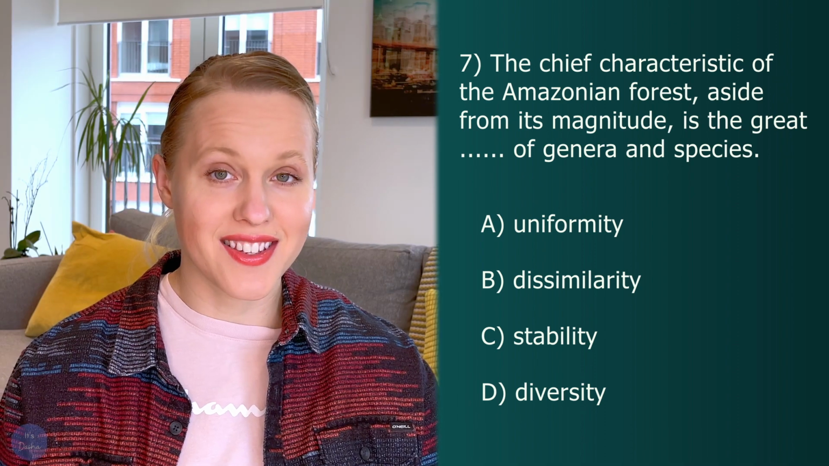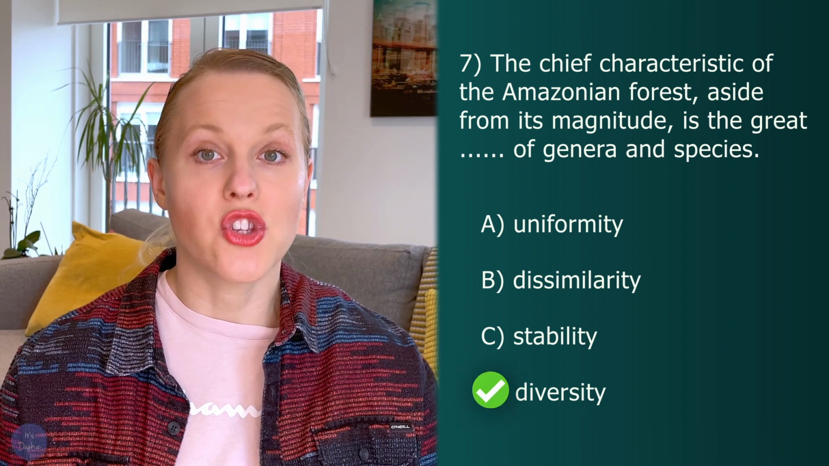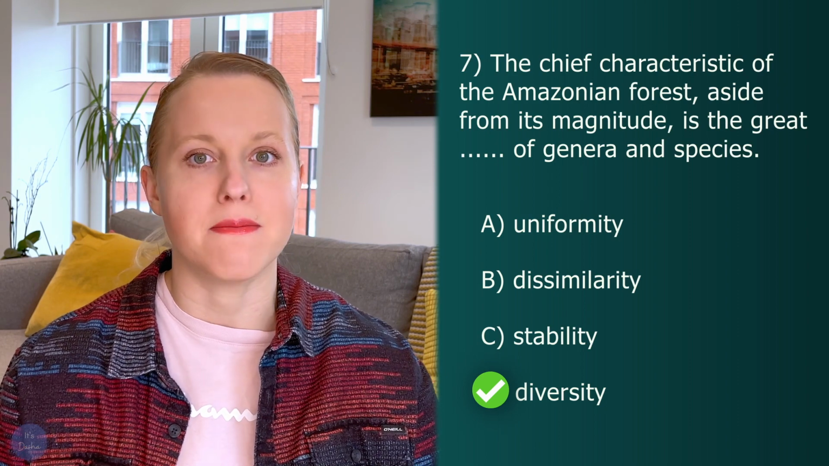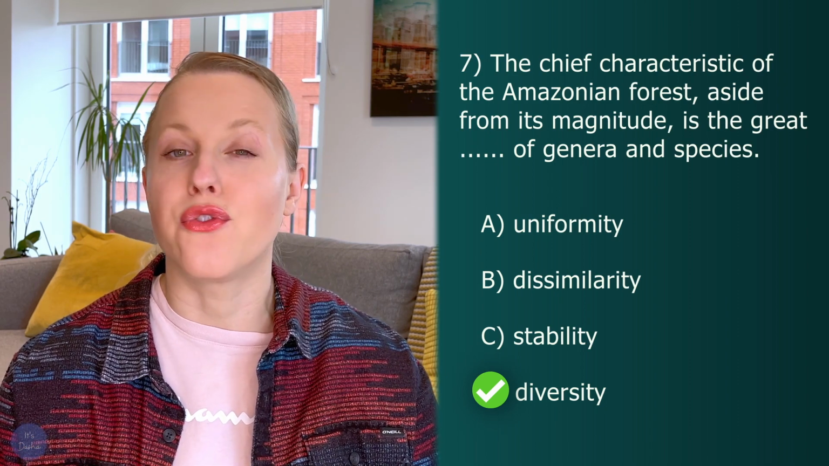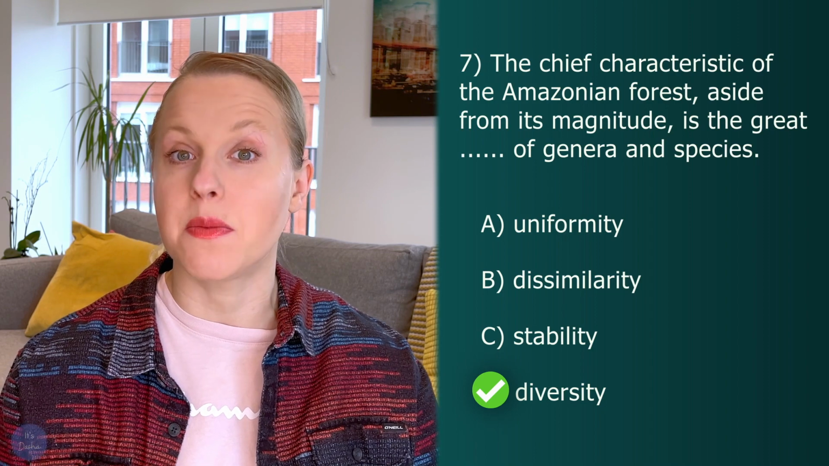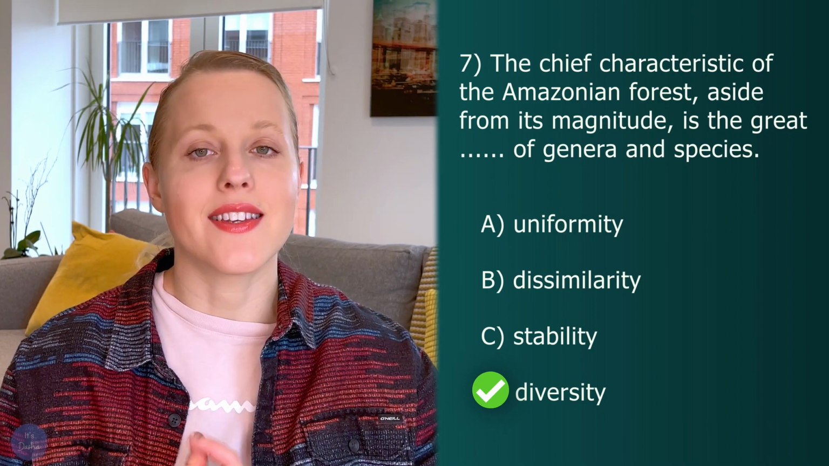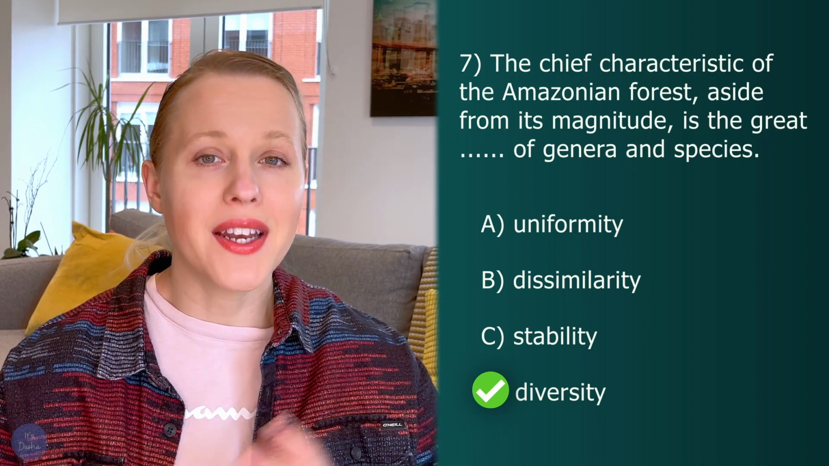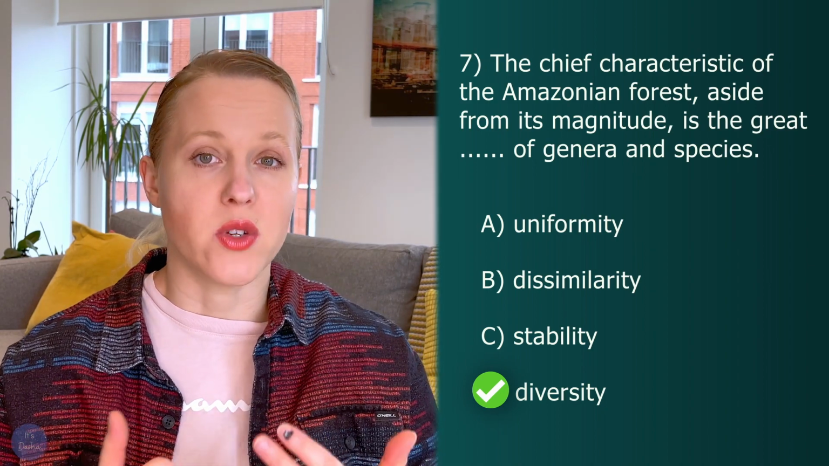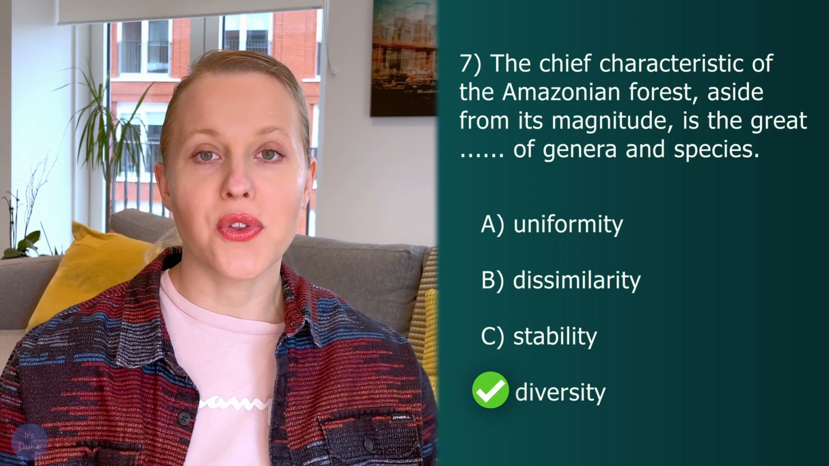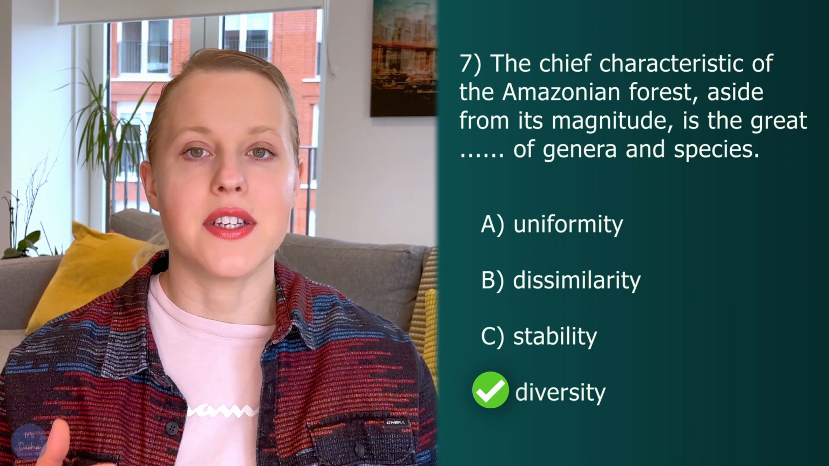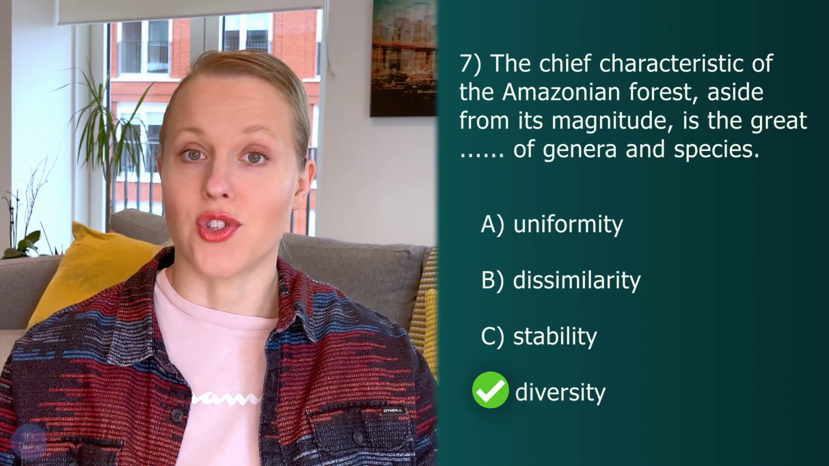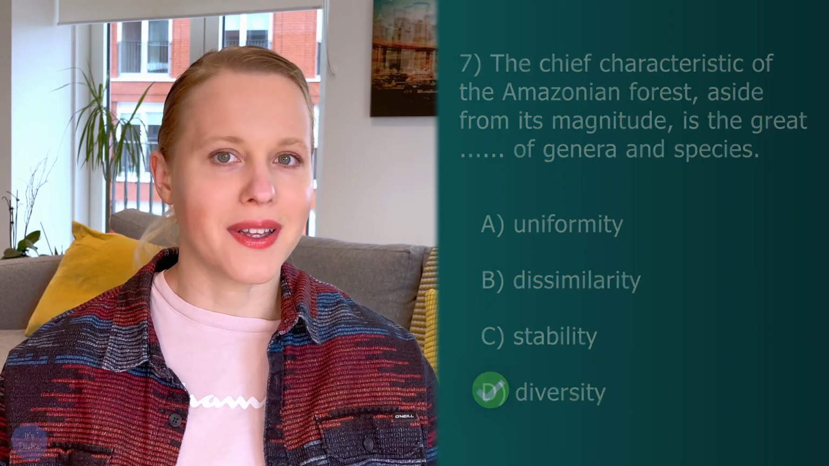And the answer is D. diversity. The chief characteristic of the Amazonian forest, aside from its magnitude, is the great diversity of genera and species. Now granted, this sentence might require you to know a little bit about the Amazonian forest, but it's generally known for its biodiversity. Since both uniformity and dissimilarity are antonyms of the word diversity, they're not the right choice of words, and neither is stability.